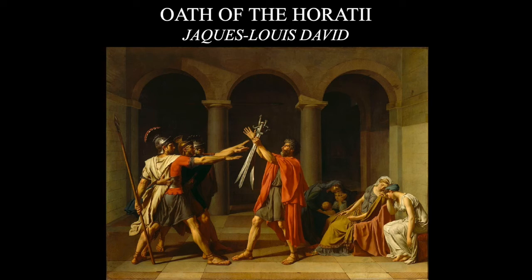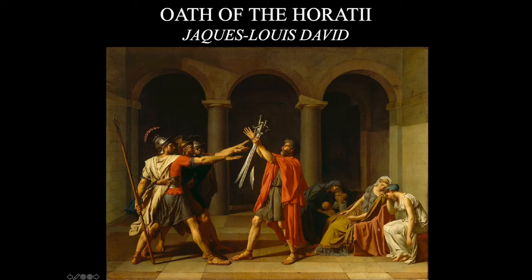So here you have in the center of the room Horace, the father, giving each of these sons a sword. And they are swearing to fight to the death for Rome. Now you can see also their stances are very rectilinear, their arms and their legs and such. And then over here we have all sorts of curvilinear forms with the female figures.